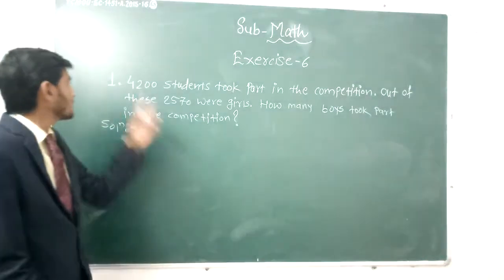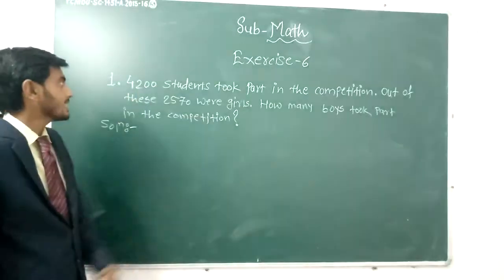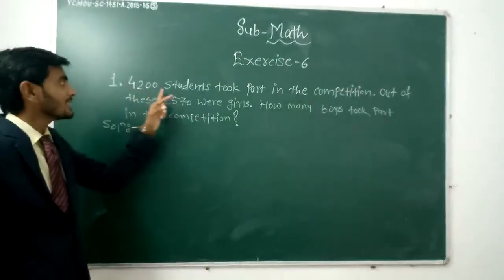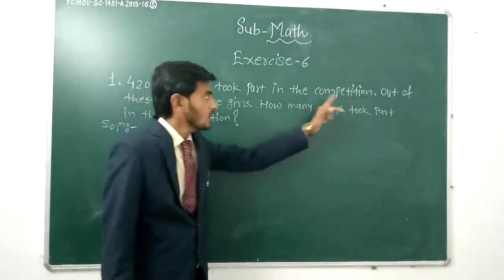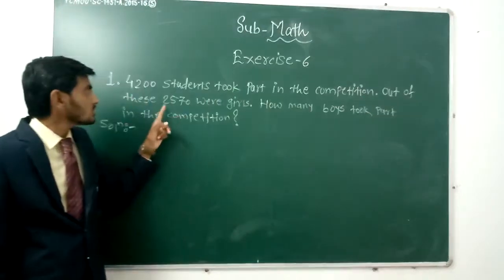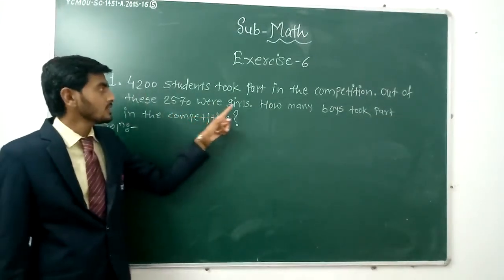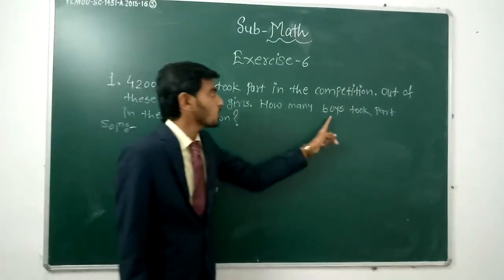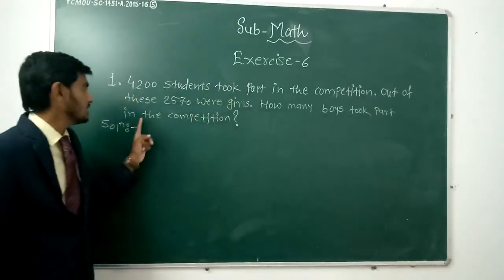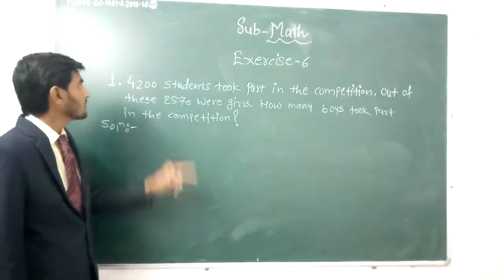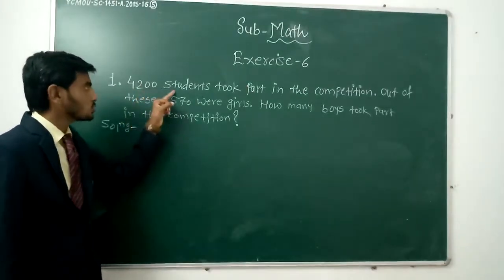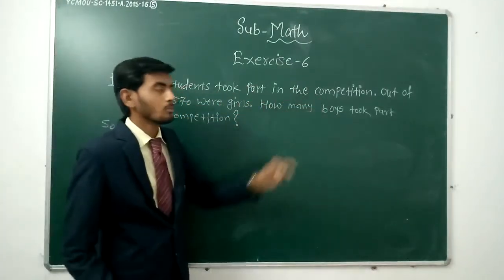So first problem, read concentrately. 4200 students took part in the competition. Out of these, 2570 were girls. How many boys took part in the competition? Read one more time. 4200 students took part in the competition.